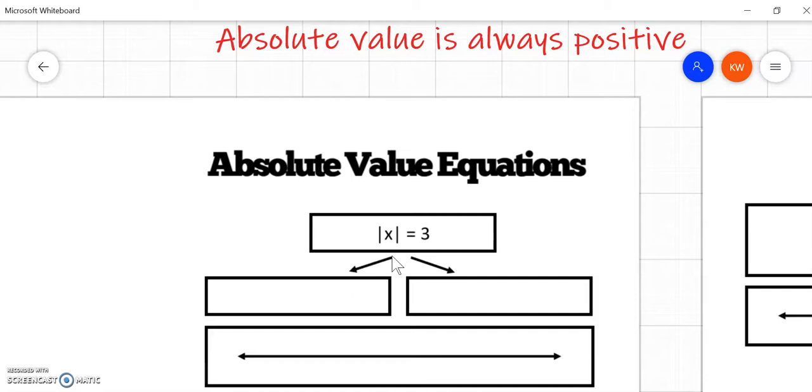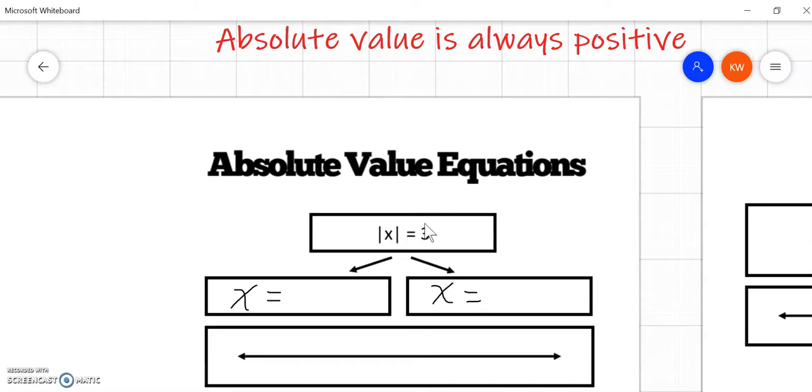So the way that we go about solving this is we are going to take our expression that's inside of the brackets, our x, and we're going to rewrite this in two separate equations. Now, we're just writing the x. We're not going to have to rewrite these absolute value bars. So we're looking for the two numbers that give us 3 when we take the absolute value of it. In this case, there's only 2.